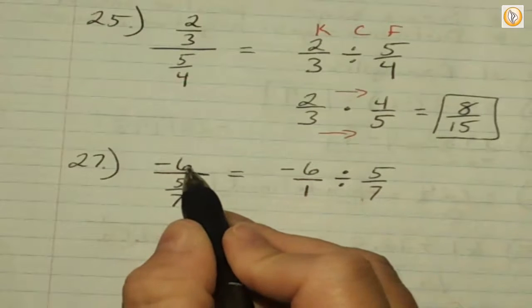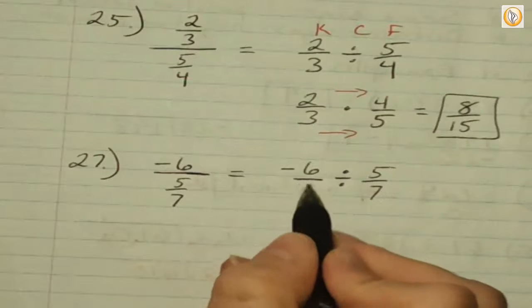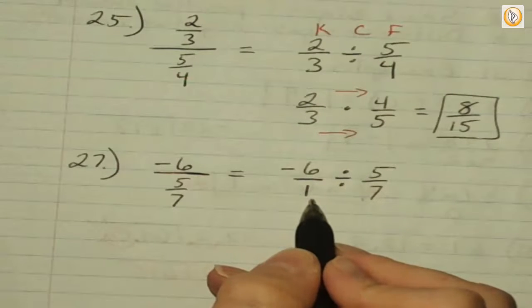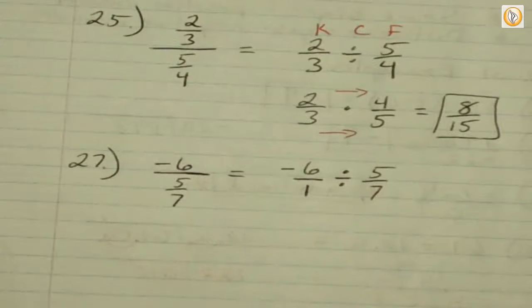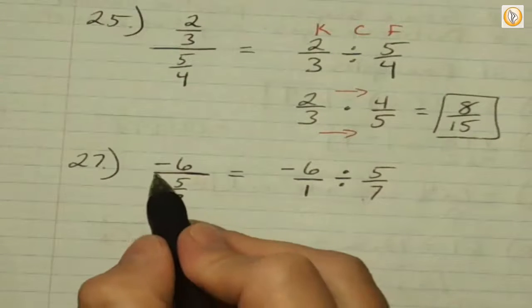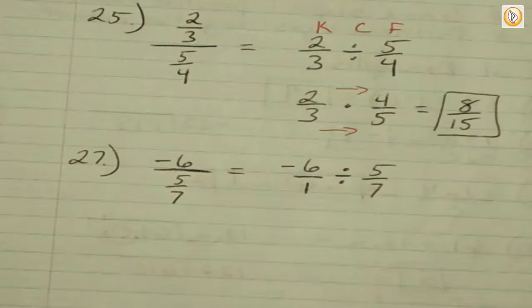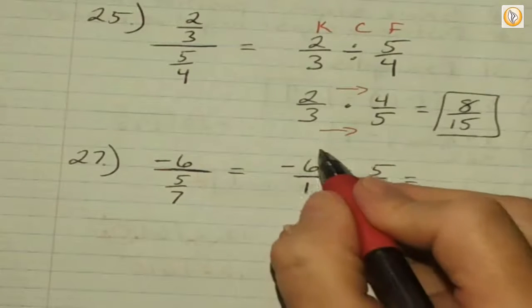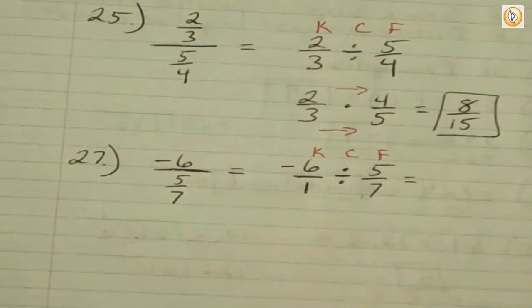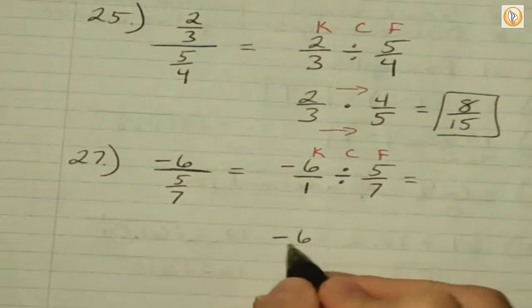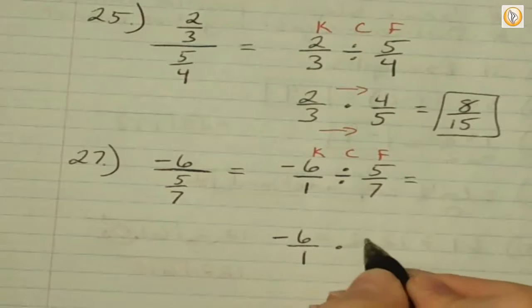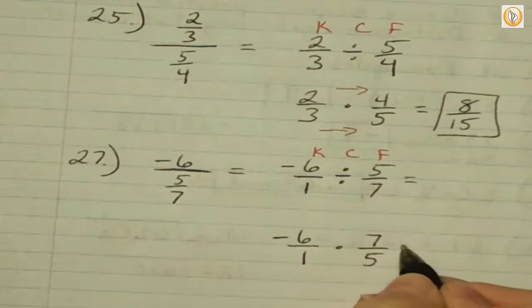Because that's a whole number, to make it work with the fractions, we're going to put a 1 underneath it. Okay? That's why we're doing that. Y'all see what we did there? Any questions about what Aiden did? All right, Cecilia, how do I divide fractions? Keep, change, flip. So I have -6 over 1 times 7 over 5.